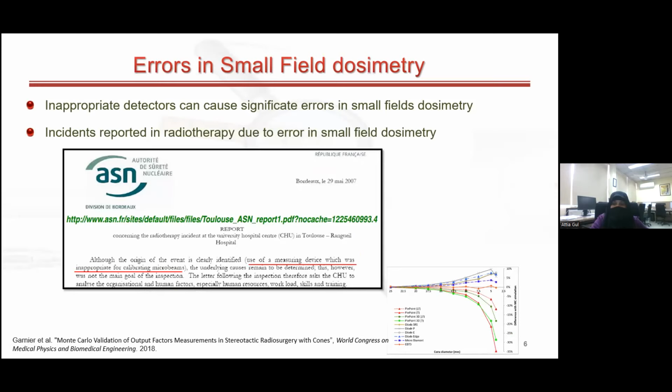Some incidents have also been reported in radiotherapy due to errors in small field dosimetry. One of these occurred in a CHU hospital in France, and was reported in 2007. The main cause was using an inappropriate measuring device for dosimetry. So we need to be careful when we work in small fields.